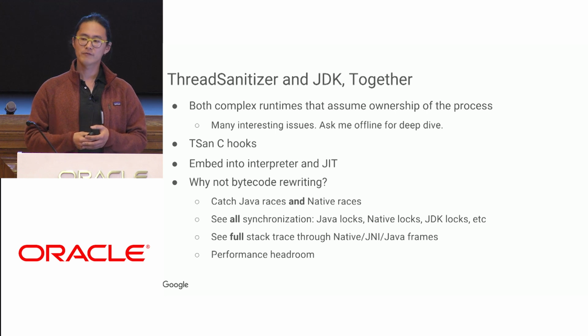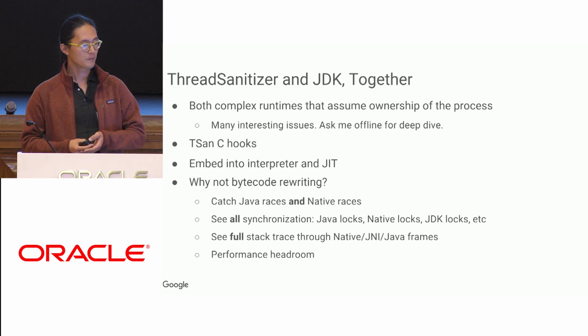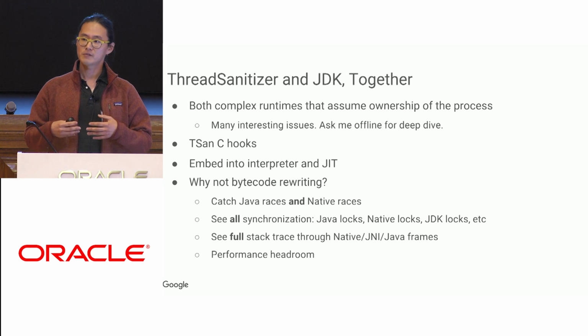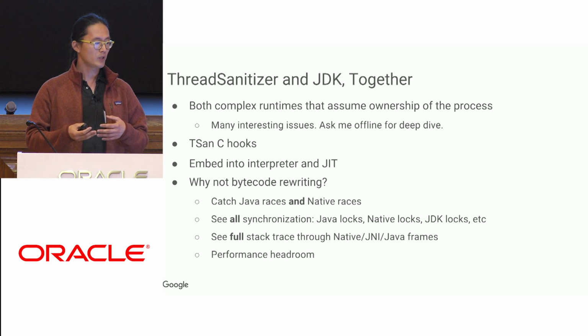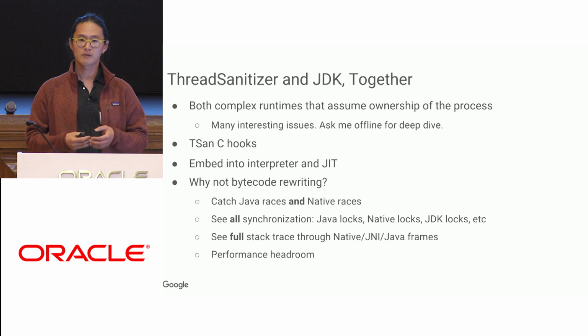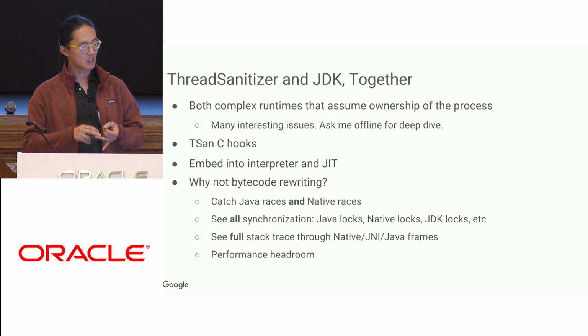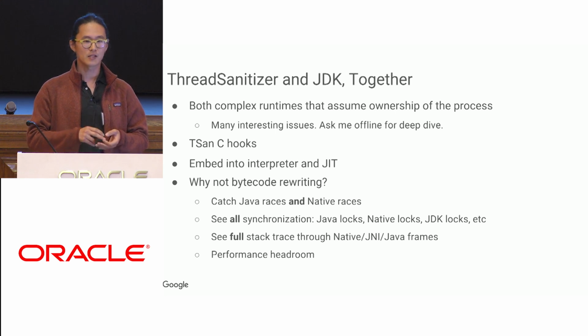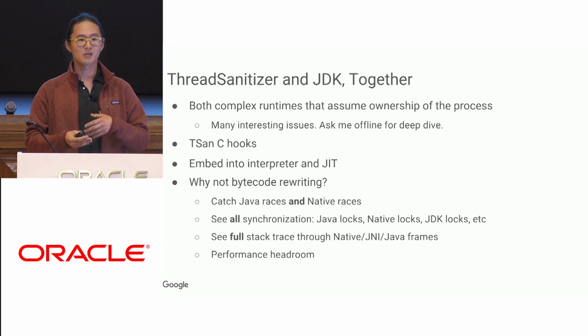It's important for developers to be able to catch data races in both the Java side and the native side. Because of the no false positive guarantee that we want to provide, we have to see all the synchronization, and that means not only Java locks, but also native locks, JDK locks, et cetera. In some programs, native data is protected by Java locks, and Java data is protected by native locks.